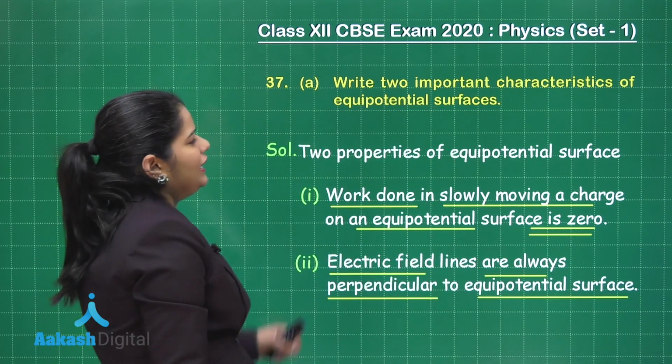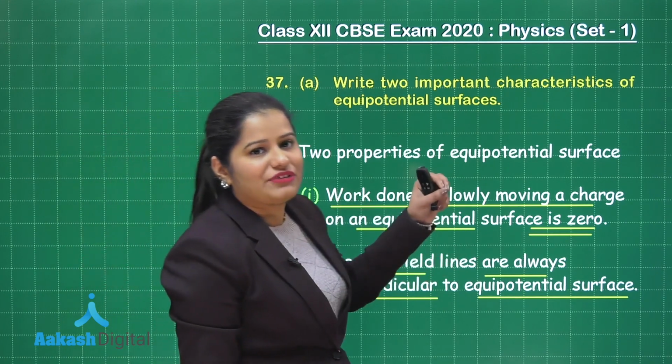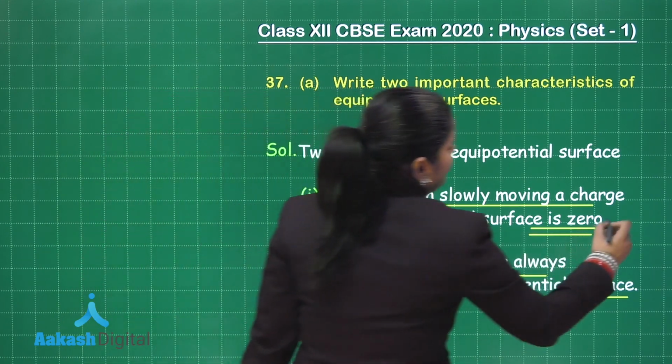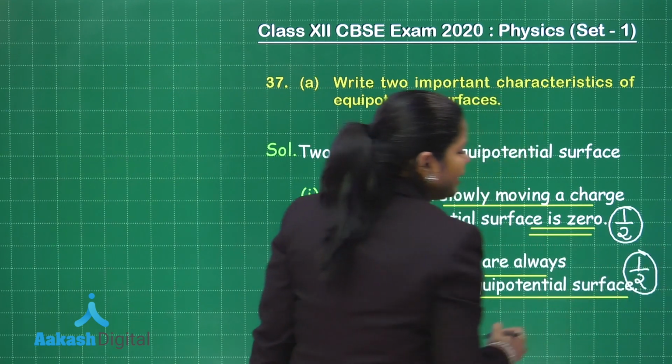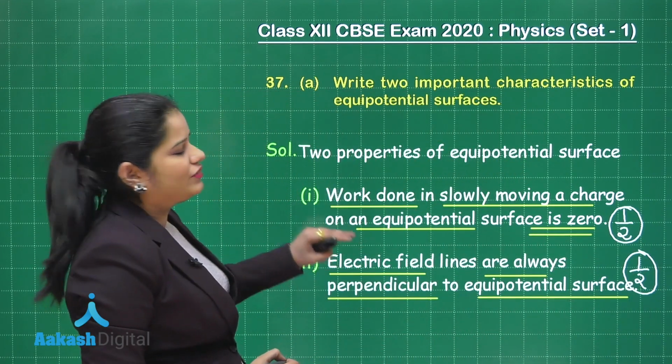तो अगर आपने दो प्रॉपर्टीज इक्विपोटेंशियल सरफेस की लिखी हैं, you are going to get 1 mark for this part of the question. So basically, half a mark you will be getting for each of the properties.